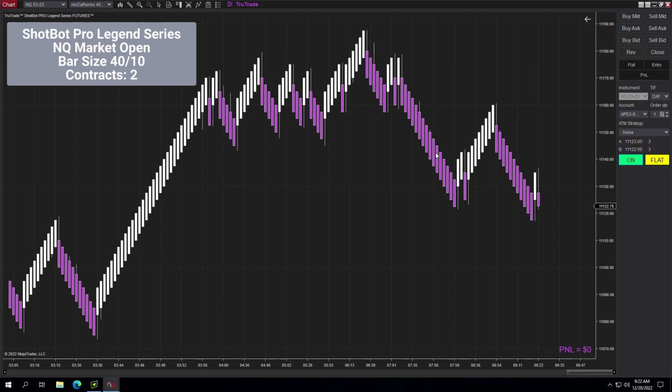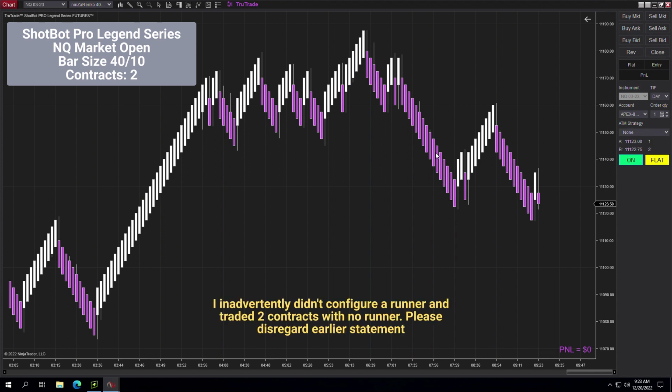We'll be using ShopBot Pro Legend Series, which is an automated NinjaTrader strategy. We're on the Ninja Renko 40-10 bars, and we'll be trading 3 contracts, 2 for our first entry and 1 for a runner. The software is currently turned on, and we're waiting for the open.